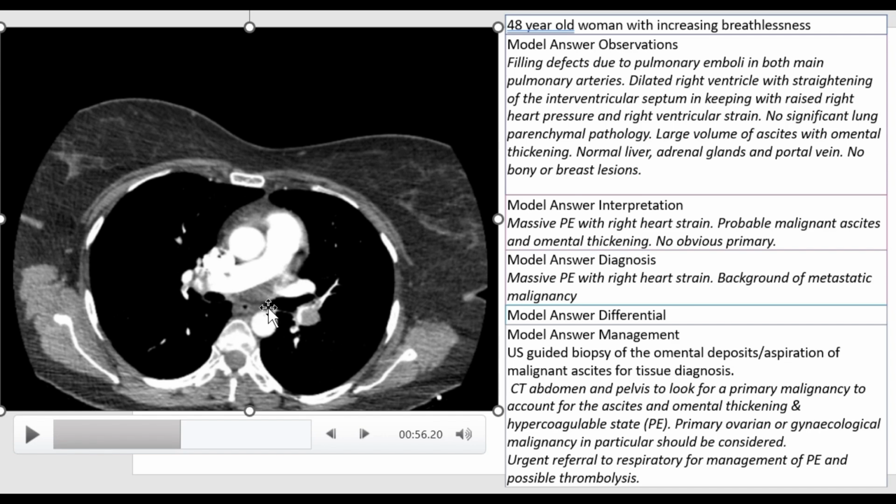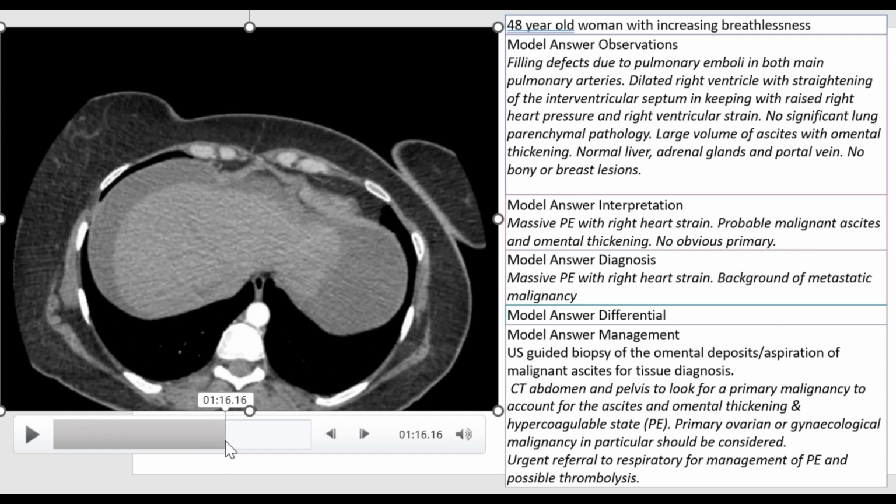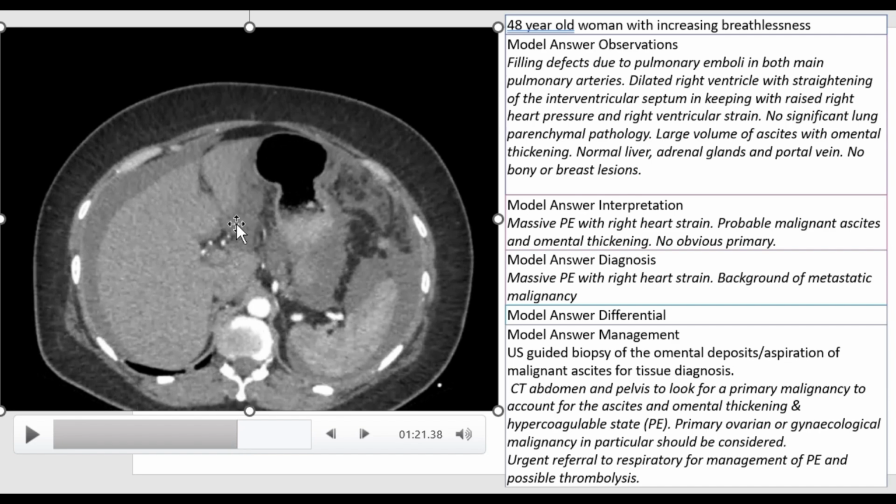And also he needs to be referred for oncology for further evaluation of the primary malignancy and the malignant ascites and the omental thickening. So that's it.